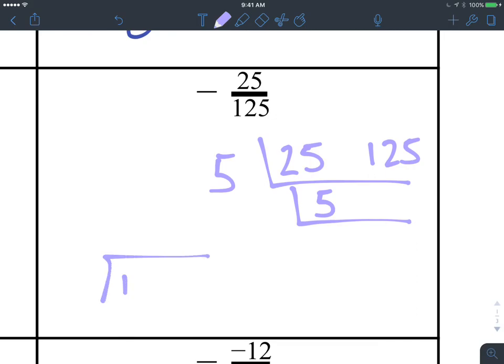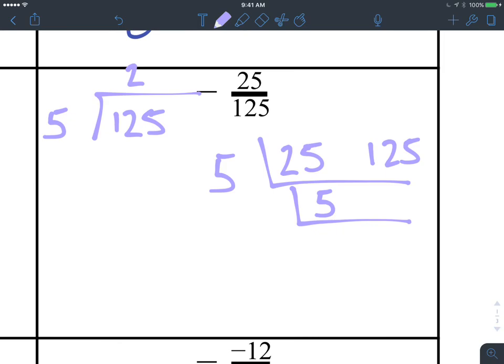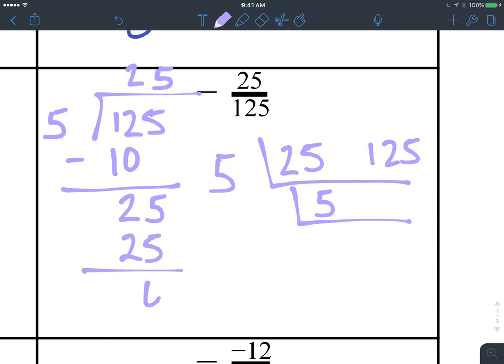So what we'll do is we'll divide, because whenever you're asking yourself how many times one number goes into another number, you're basically doing division. 5 goes into 1 0 times, so we'll skip to the 2. 5 goes into 12 2 times. 5 times 2 is 10. Remainder of 2. Drop down the 5. 5 goes into 25 5 times. 5 times 5 is 25. Remainder is 0. So 5, all in all, goes into 125 25 times.